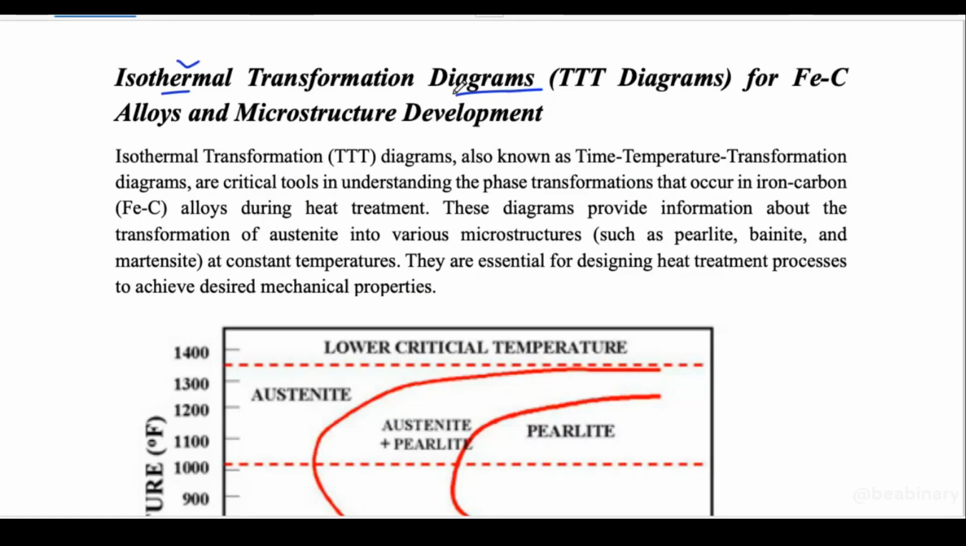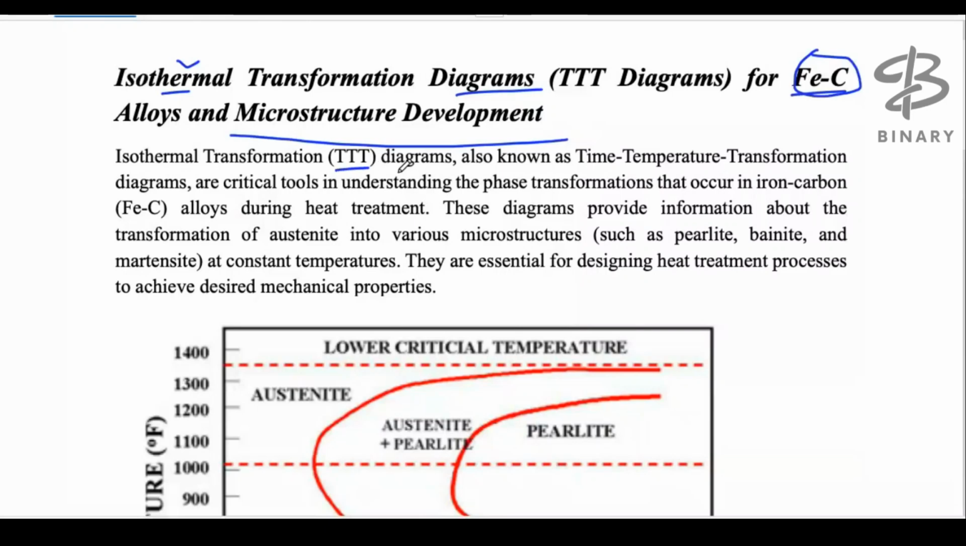So here are the isothermal transformation diagrams for iron carbon alloys and microstructure development. The isothermal transformation diagram shows where the phase changes occur in the material, which is the alloys of iron carbon, that is steel, and how their microstructures develop, which we are going to see in this topic.